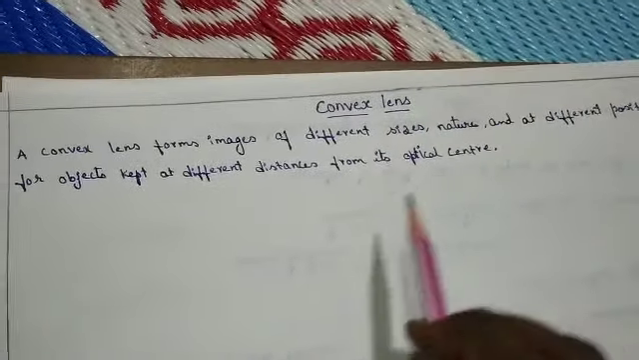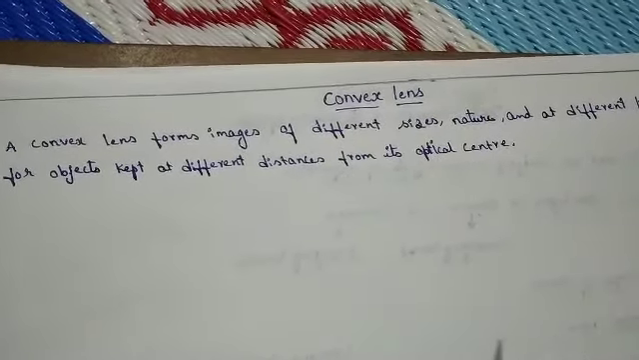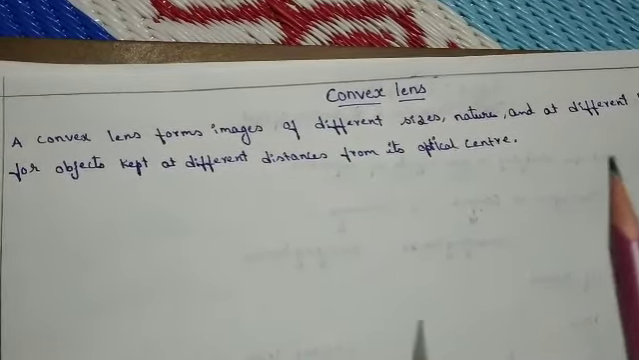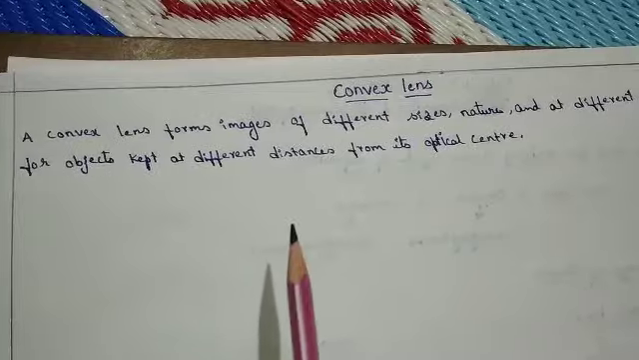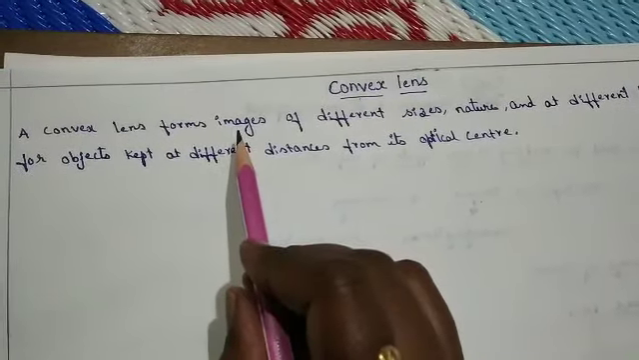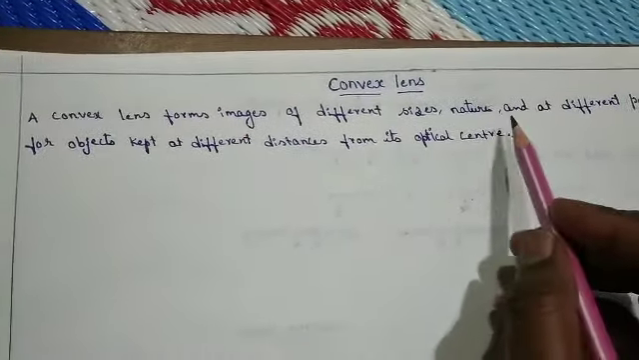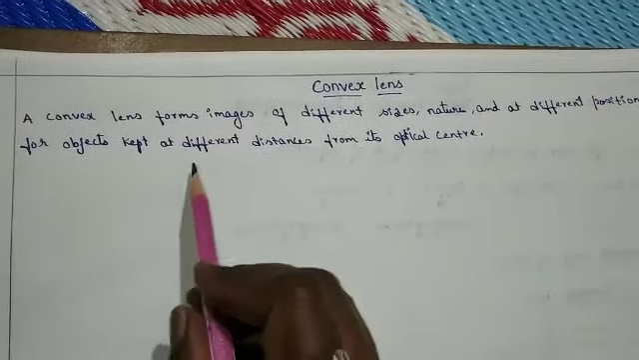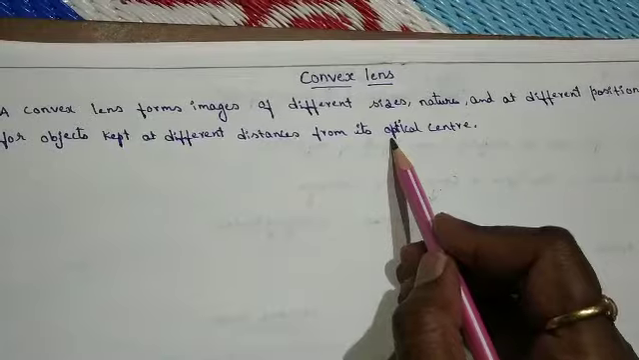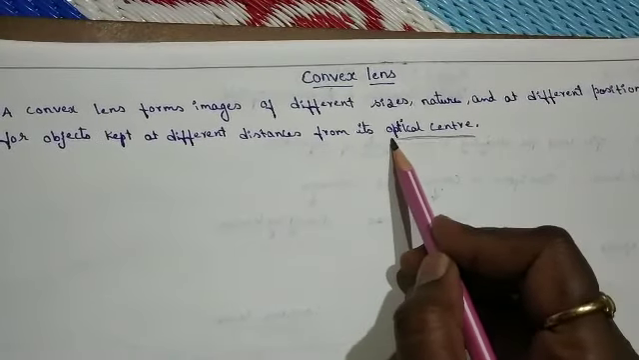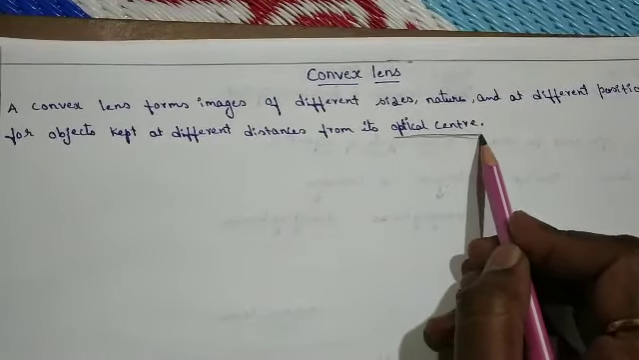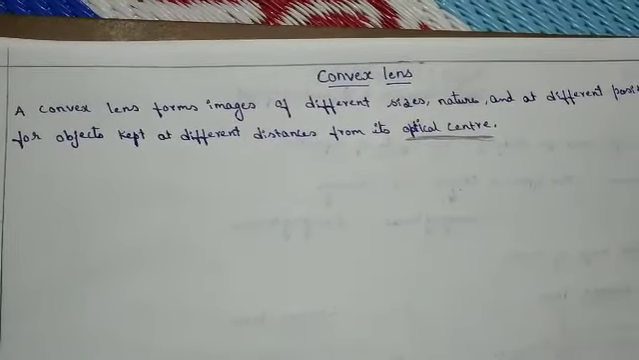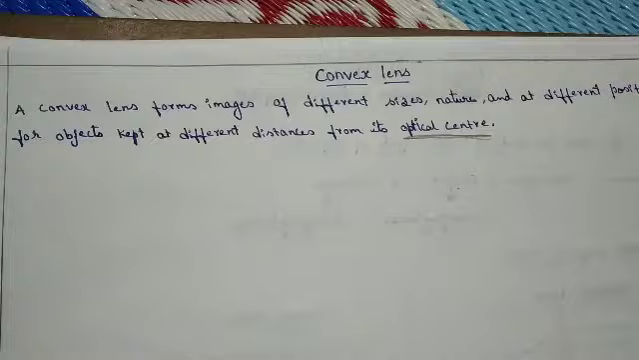So convex lens, with the help of three special rays for convex lens, we can find the images of different sizes, nature and different positions for objects kept at different distances from its optical center. Mainly, it depends on where the object is present from the optical center. By knowing it, we can draw the ray diagrams.